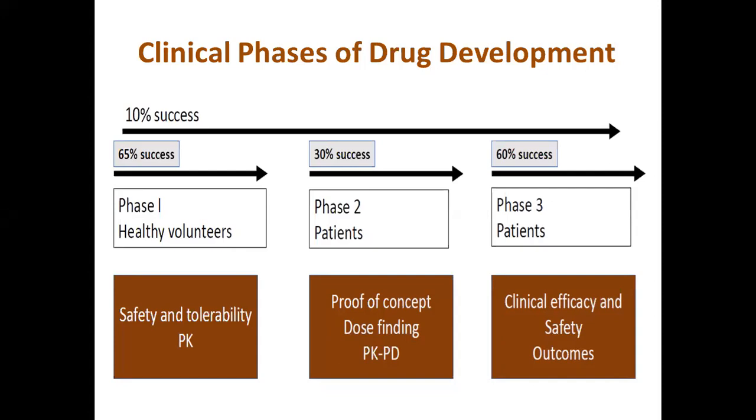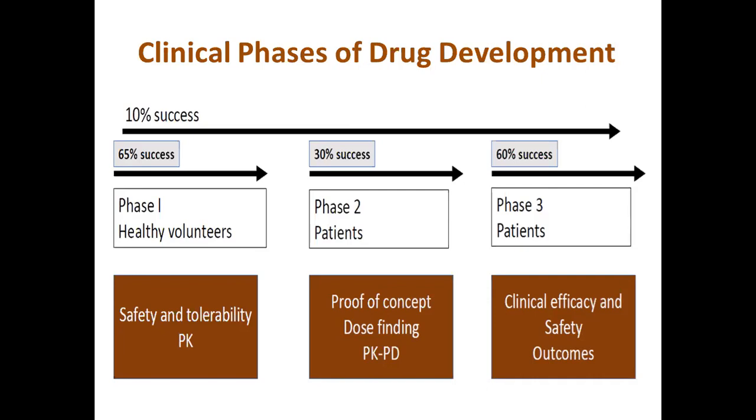And apart from that, when one drug enters the phase 1 clinical trial, there is a 60 to 65% chance of success that it can enter the phase 2 trial. From phase 2 to phase 3, there is a 30% chance of success, but for drugs which pass phase 2, there is a maximum chance of success, around 60%, that they can pass to phase 3.